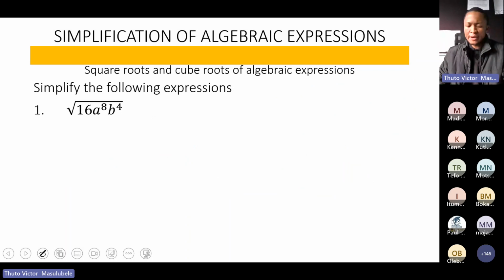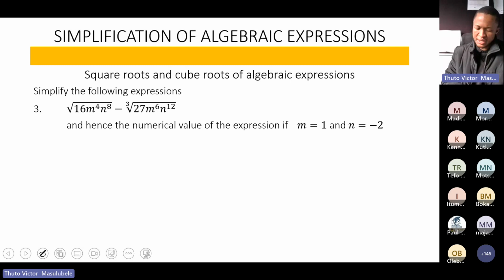Now, what about square and cube roots? I'll quickly go to the last one because of time. It's a slightly more complicated one. Now we're going to be dealing with square roots and cube roots as well of algebraic expressions, and at the same time dealing with substitution as well. So what we need to do here is to find the square root of 16m to the power of 4 n to the power of 8.